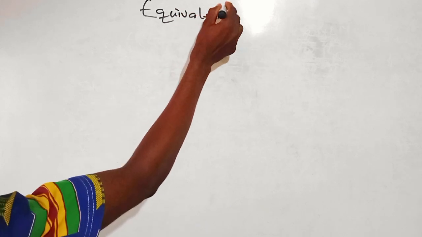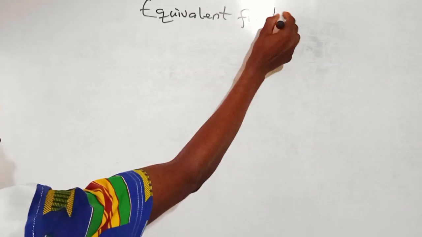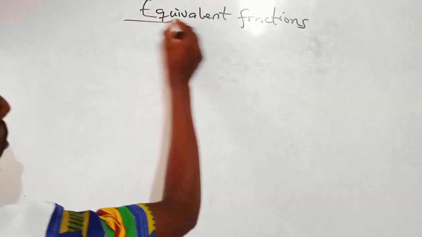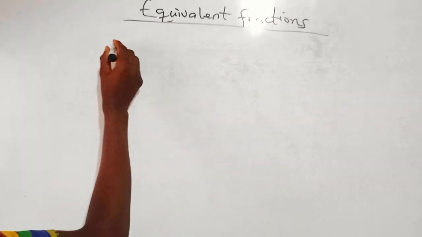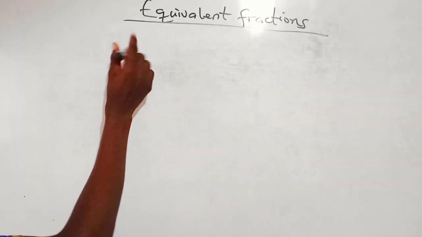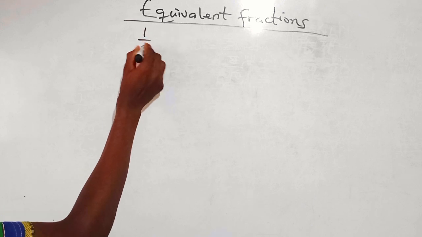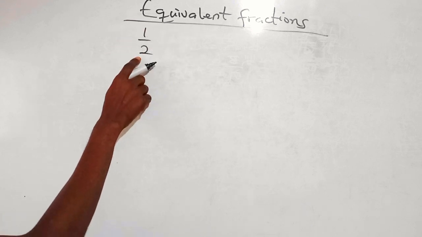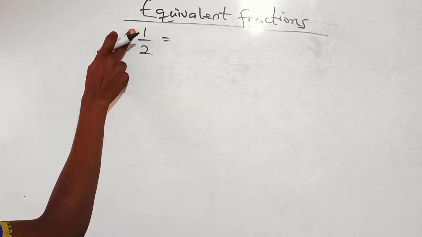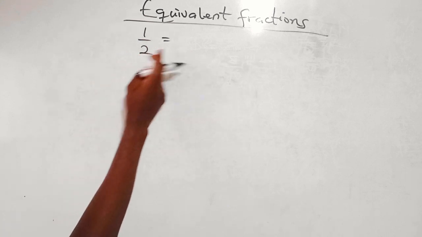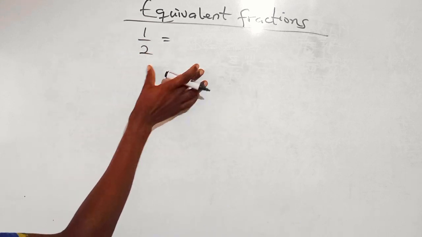Equivalent fractions. From the word equivalent, equivalent means equal fractions. Equivalent fractions are fractions with a different numerator and denominator. We are comparing two fractions that have different numerators and denominators, but they represent the same value.